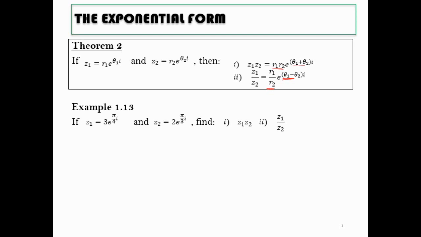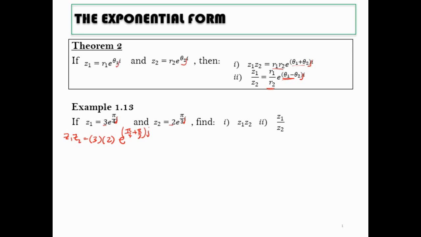So we want to find z1 times z2. So we will multiply the modulus, the r, and then we add the powers. So i here is the same as j, I forgot to change this. So pi over 4 plus pi over 3 j.